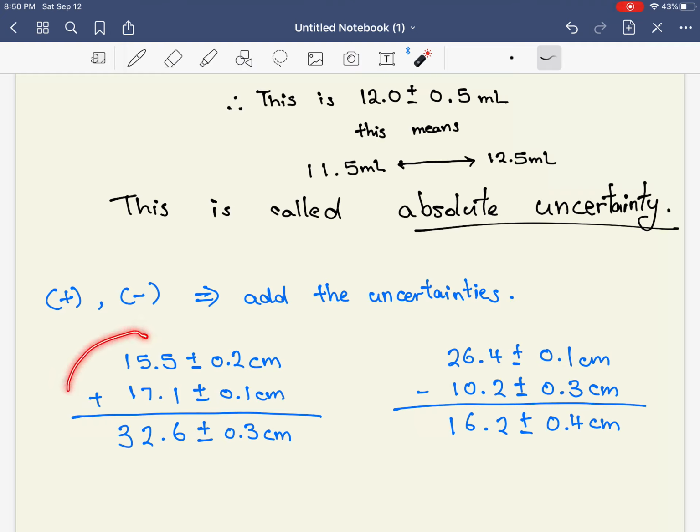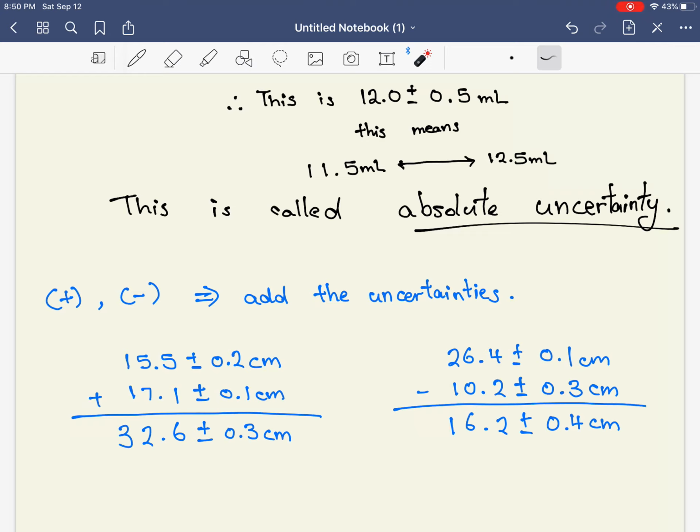And to do this, you do your ordinary mathematical operation, so either an addition or subtraction. Now, what do you do with the uncertainties? Well, you always add them. So remember that. A lot of people, when they're doing subtraction, would subtract the uncertainties. No. You always add the uncertainty when it comes to addition and subtraction.